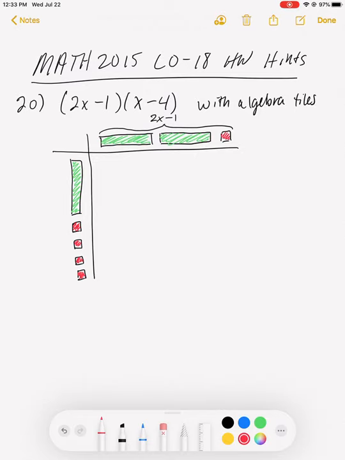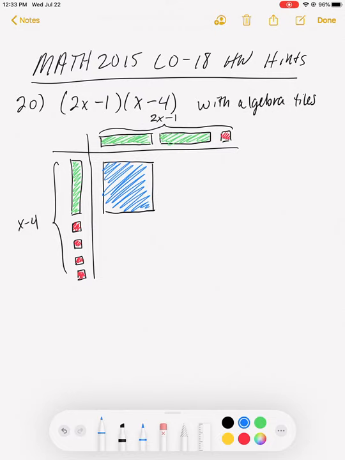Now what we're going to do is bring down by column the 2x minus 1 against the x minus 4. We're going to bring down this first column here of x, considering the intersection between this x here and the x bar there. When those intersect, we get an x squared tile, which is blue, and it's positive. So a positive blue x squared tile.